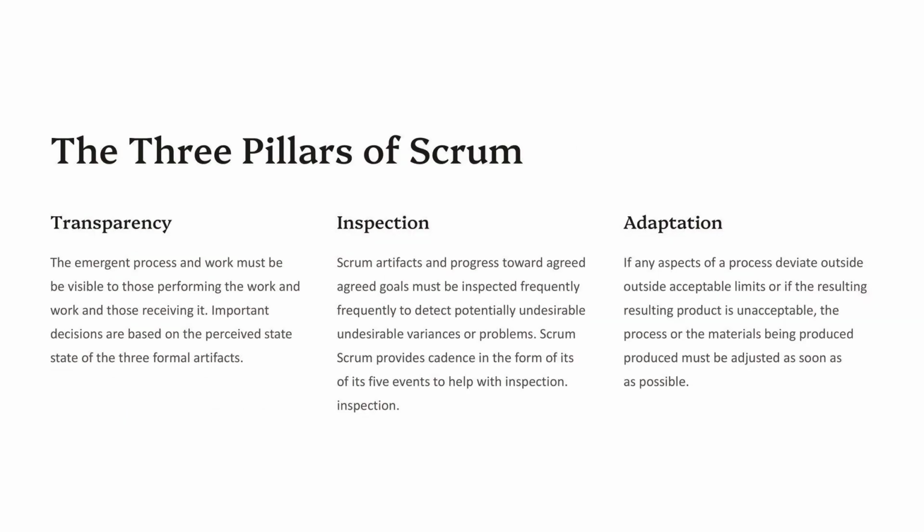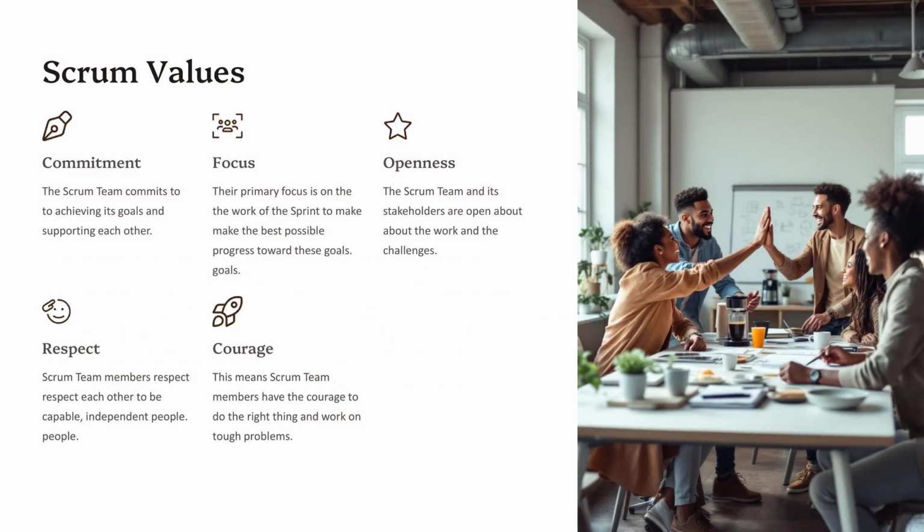There are three pillars of Scrum on which its effectiveness relies. They are transparency, inspection, and adaptation, which enable teams to identify and rectify deviations swiftly. Scrum has 5 core values: commitment, focus, openness, respect, and courage. These core values unite Scrum teams to tackle challenges and ensure consistent value delivery.